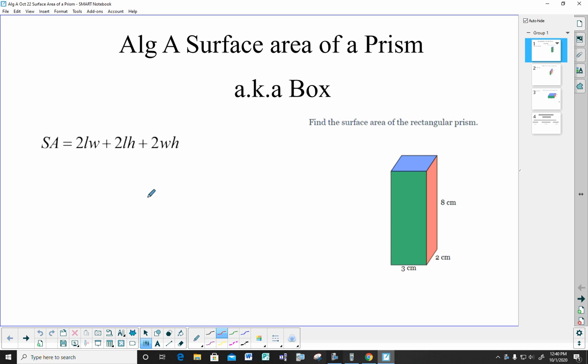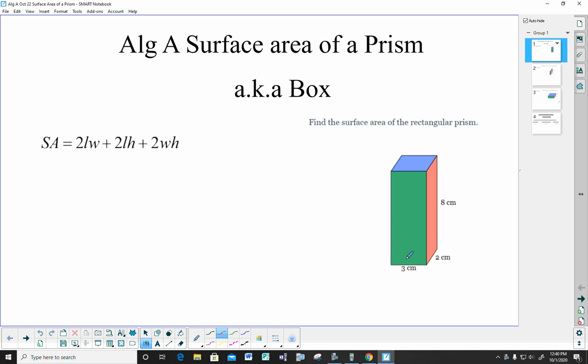Hello everyone, this is for Algebra A, finding the surface area of a box. Surface area is akin to how much wrapping paper it takes to wrap it, or how much cardboard would it need to make the box.